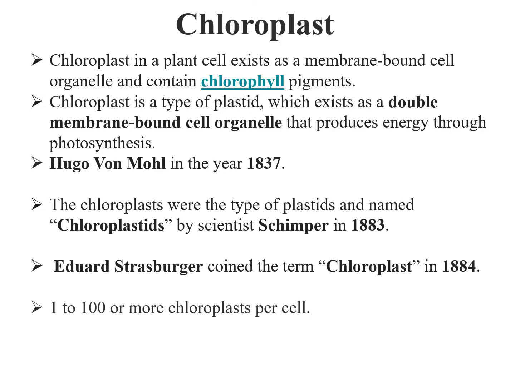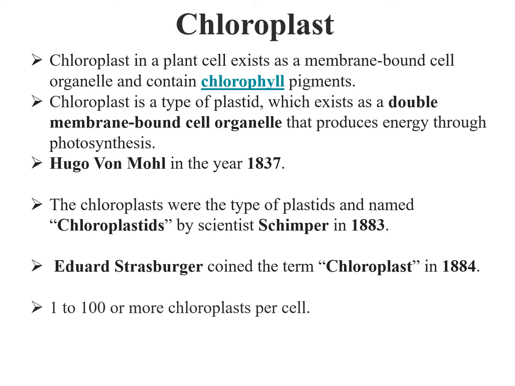Okay, the third type of plastid is chloroplast. Chloroplasts in a plant cell exist as membrane-bound cell organelles and contain chlorophyll pigments that are absent in animal cells. Chloroplast is a type of plastid which exists as a double membrane-bound cell organelle that produces energy through photosynthesis.